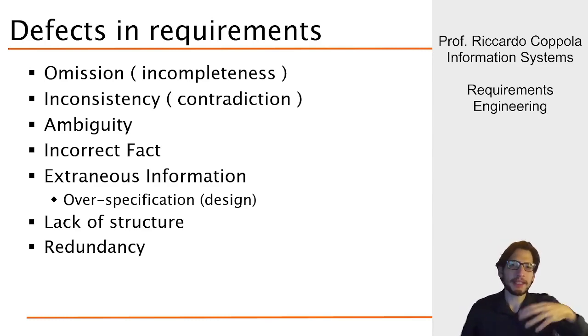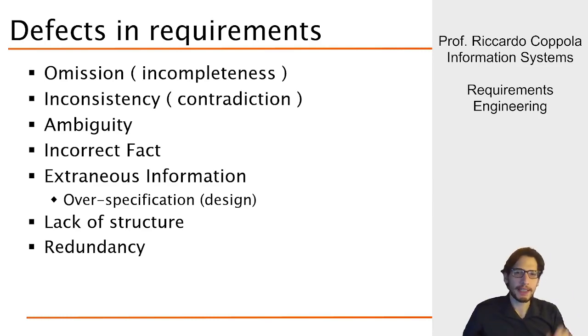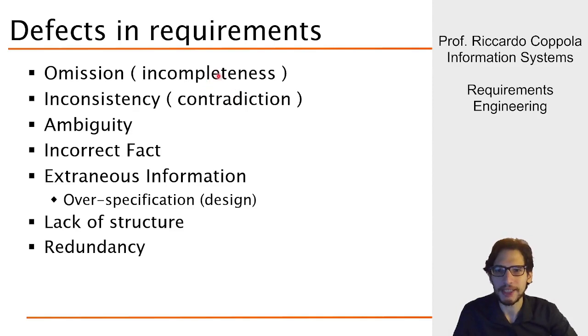Basically, we have seen many different properties or quality aspects of requirements. If we reverse them, we can see all the possible defects in requirements. So rapidly, we can have inconsistencies like contradictions or omissions, so something missing, or ambiguity, of course, or simply incorrect facts.